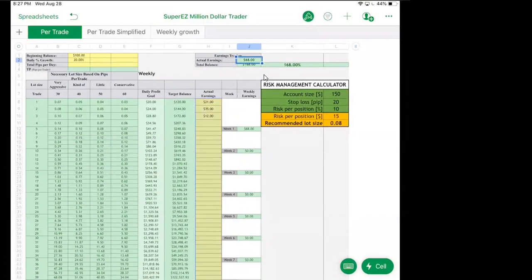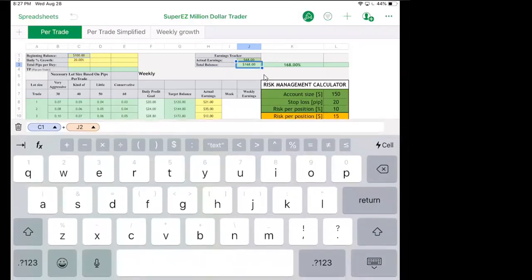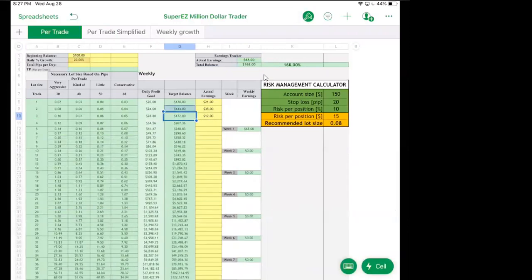That would make my actual account balance, if you can see, smaller than this line. Can you see that? My account balance is 168, and this line is telling me I should be at 172, right? So my actual balance is 168, and my target balance should be 172. I cannot go on to this lot size if my account balance is not at least that large.